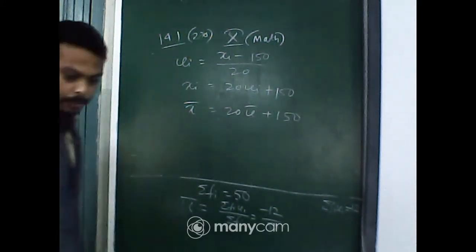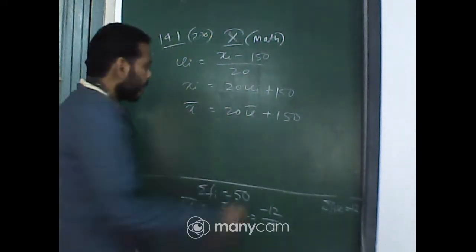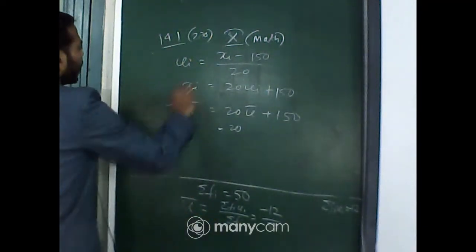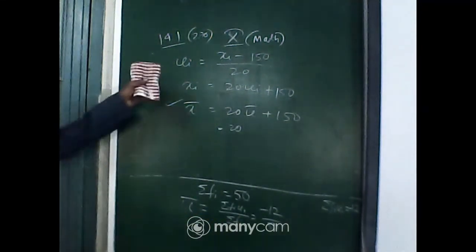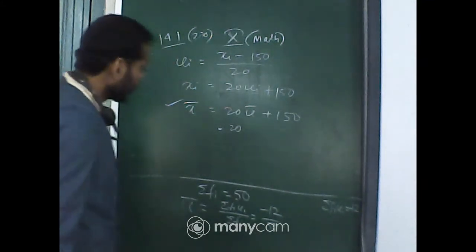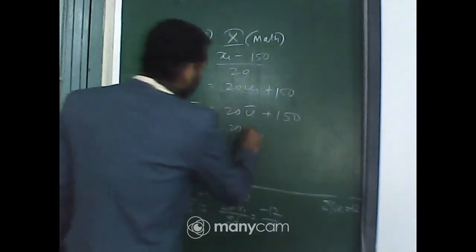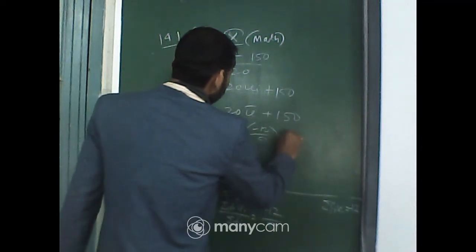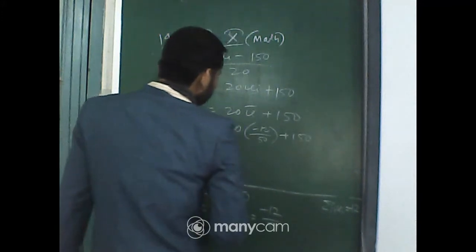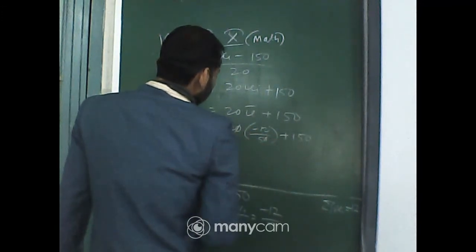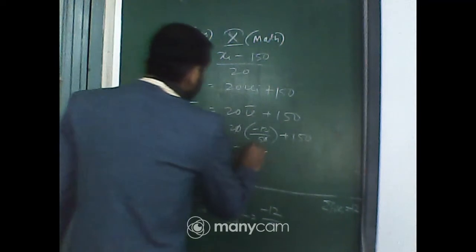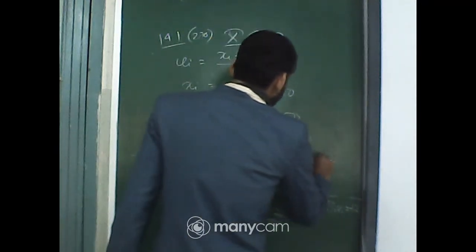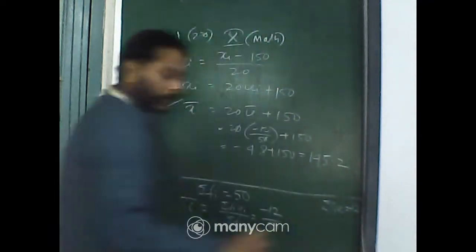Yes, a into u bar plus h. Just put it here. You might just write it directly. I am just showing you the steps, how it comes. Now 20 into minus 12 by 50 plus 150. That means minus 24 by 5. So minus 4.8 plus 150. So that means 145.2. Isn't it?